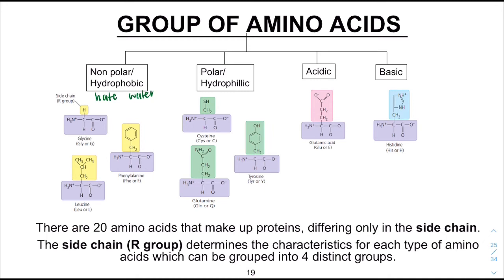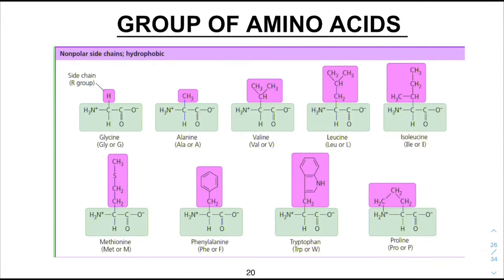Okay, so all amino acid has the same structure. Dia ada N amino group, C alpha carbon, C carboxyl group, dan kemudian dia ada side chain. Yang membezakan mereka adalah the side chain. Okay, so first kita akan tengok group of amino acid non-polar dahulu. So ini adalah non-polar amino acid. So non-polar amino acid selalunya di side chain dia ada CH. So dia hate water lah. Okay, itu karakteristik dia. Dia hate water, dia hydrophobic.